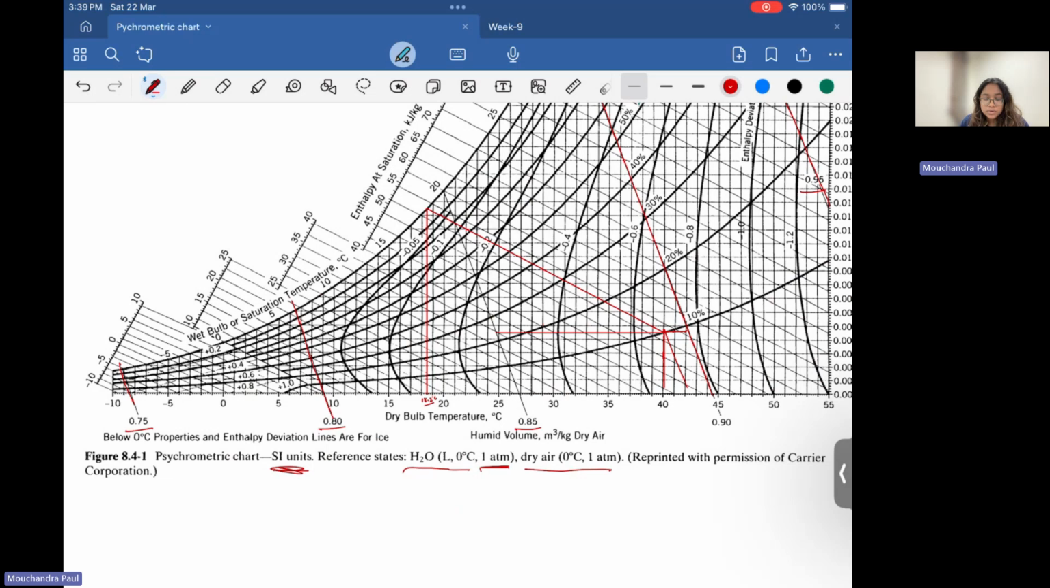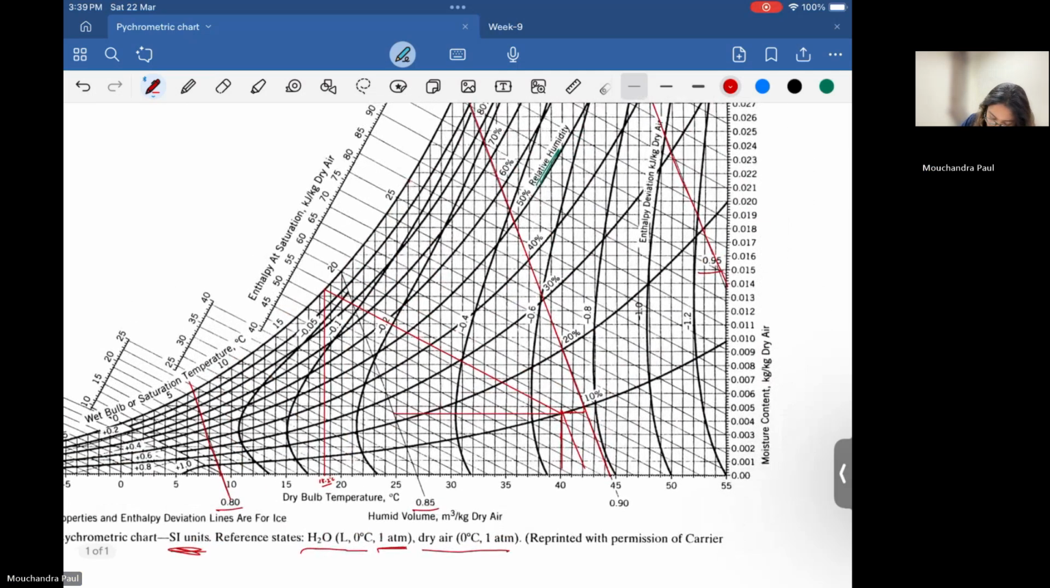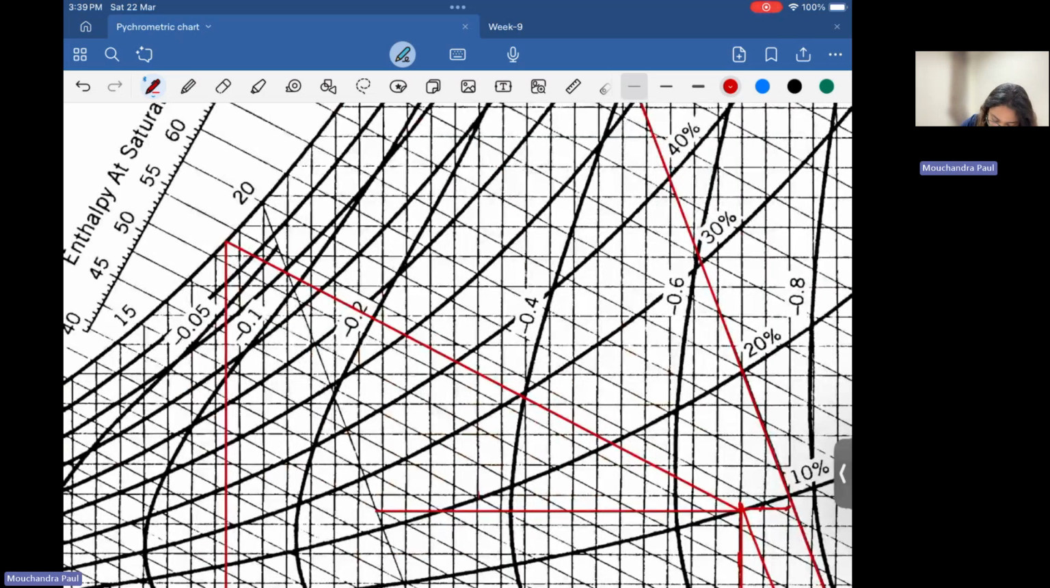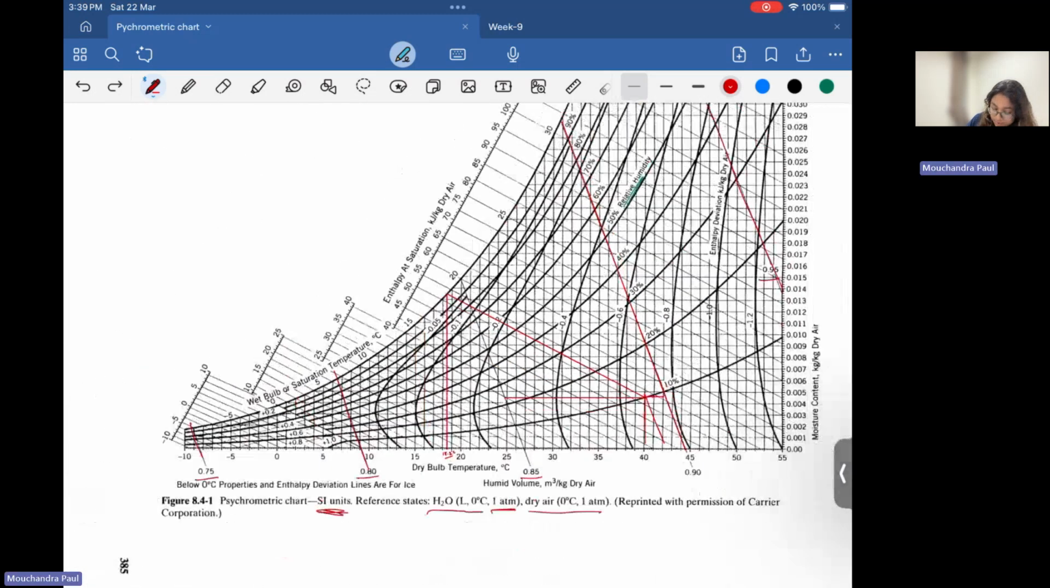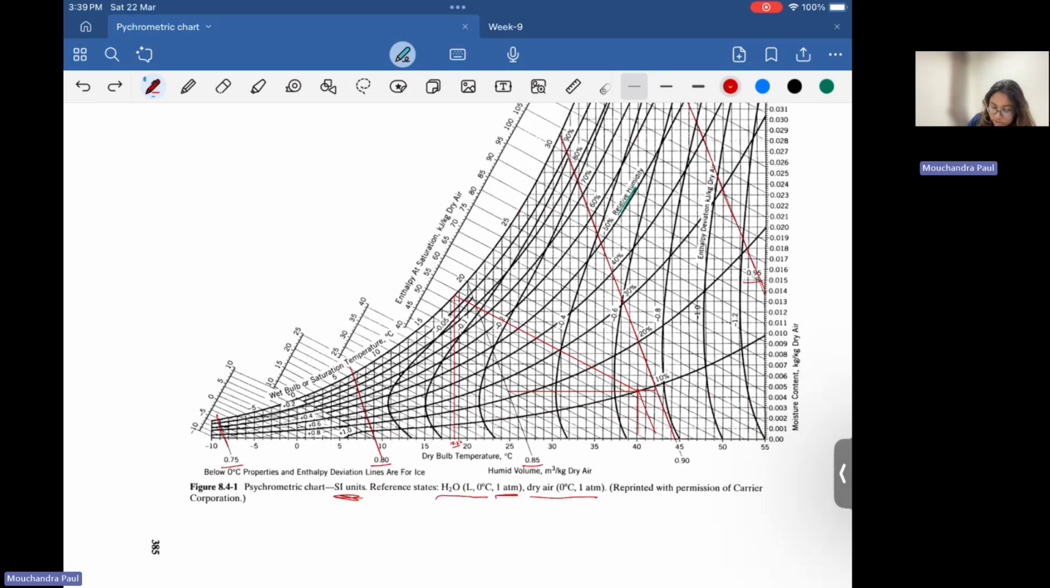All right. Don't confuse it with dew point and the wet bulb temperature calculation. In dew point, we had to extend a horizontal line towards left. Whereas for calculating wet bulb temperature, we are drawing a diagonal line following these diagonals. So that's how you can calculate wet bulb temperature from a psychrometric chart.